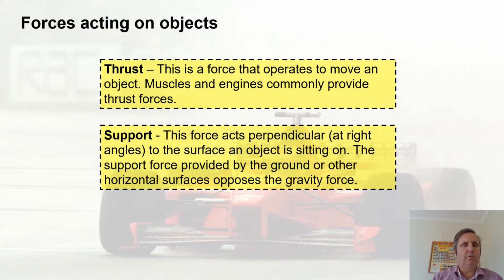We have a support force. Now, this is a force that comes directly perpendicular from a surface. So usually the surface we're talking about here, and at level 1, that'll be almost always the ground, or something that is horizontal with the ground. So the force is always acting straight upwards from the ground at 90 degrees perpendicular, and it's usually opposing a gravity force or the weight force.